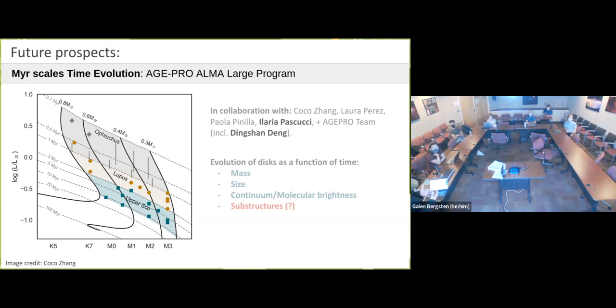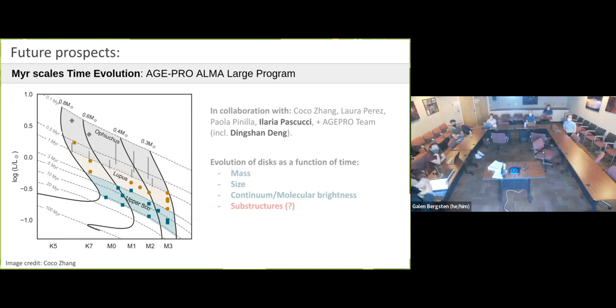HPRO is an ALMA large program, which is a collaboration between people from Chile, the US, and Europe. Actually, some people here from Arizona are working on HPRO, which are Ilaria Bascucci and Ding Shan, who are here in the room. What we're trying to do is recover the gas mass of disks of different ages.